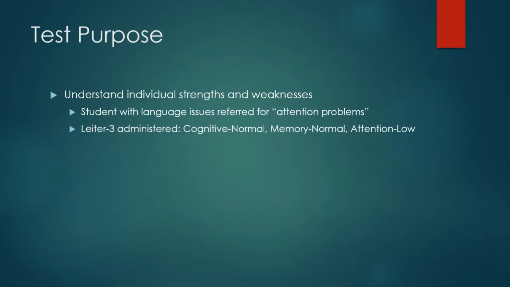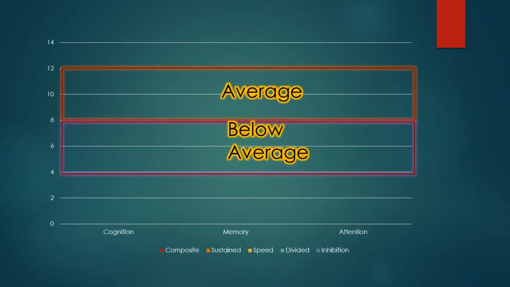Let's say in this example, we administer the Leiter 3 and we find that the cognitive composite comes out normal, memory comes out normal, but attention comes out low. The scoring for the Leiter 3 and for other psychological assessments is scaled to a certain scale. This may mean that an average score is scaled to be a score of 50 or 100, or with many tests, 10. With the Leiter 3, there's a range of what's considered average. Scores from 8 to 10 are considered average, 4 to 8 are considered below average.